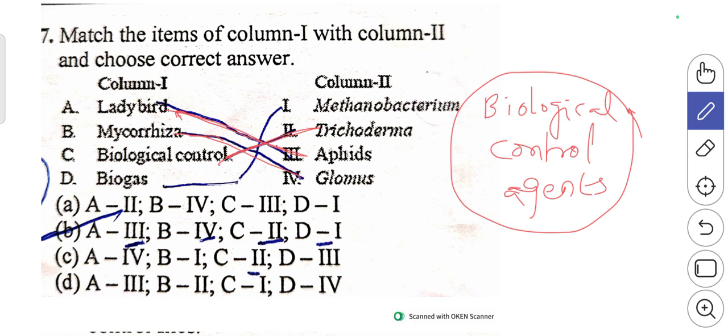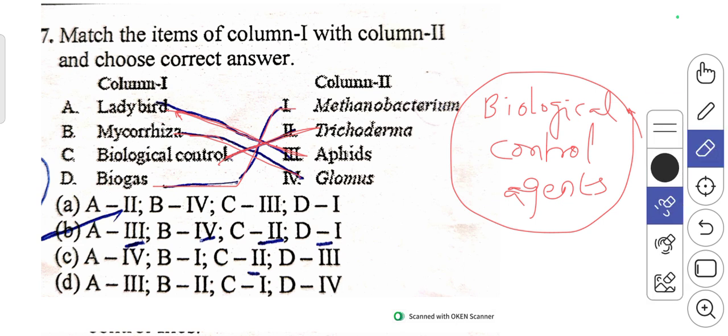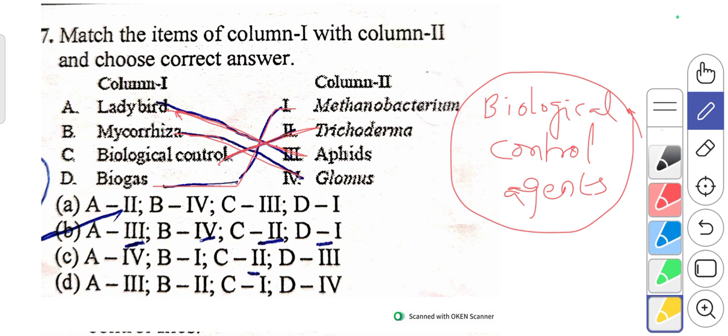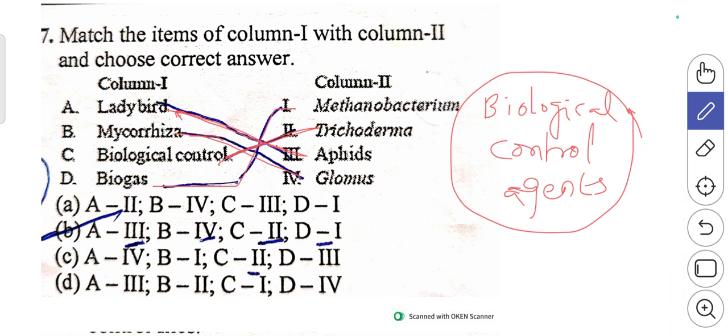Then the last one, biogas. This biogas is mainly produced from the bacteria methanobacterium. So the right answer for this question will be A3, B4, C2, then D1. B is the right answer for this question.